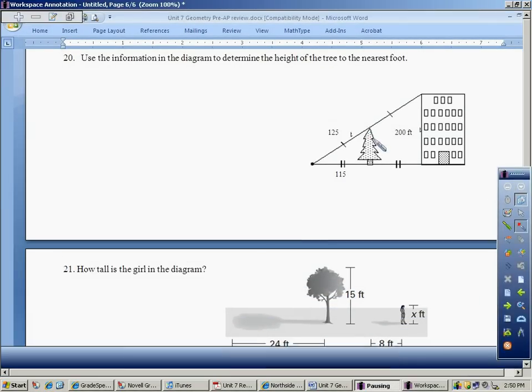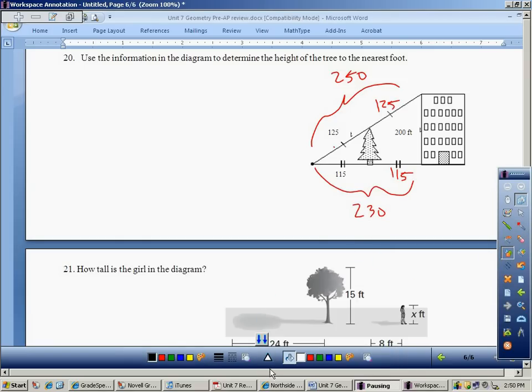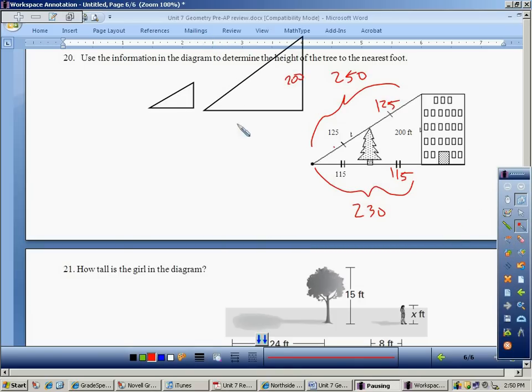Okay, looking at the picture here. Now you need to be aware of the markings here. These tick marks indicate that these are congruent. So if this is 125, this is 125, and I have the entire length of 250. If this is 115, then this is 115, and so the entire length is 230. I can also separate this out into 2 triangles if visually that's going to help. I have a smaller triangle here representing the height of the tree, and then the larger representing the height of the building. This would be 200 feet, 230, 250, so I know these 3 sides. This would be 125 and 115.